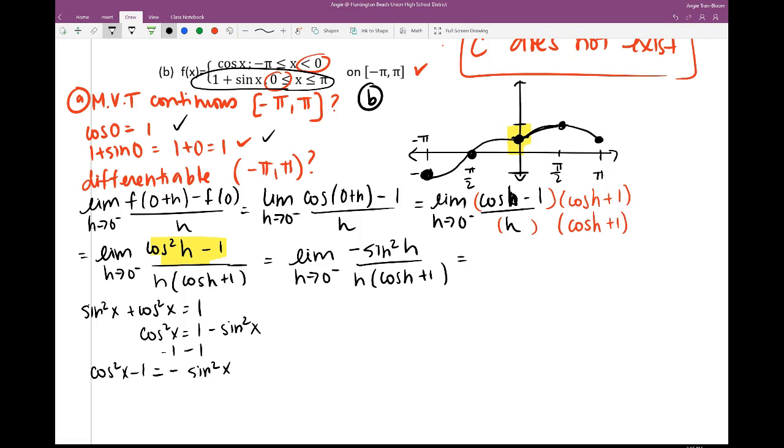Then from here, I would now manipulate some more. I'm going to break that sine square into 2 pieces, okay? So h approaches 0.